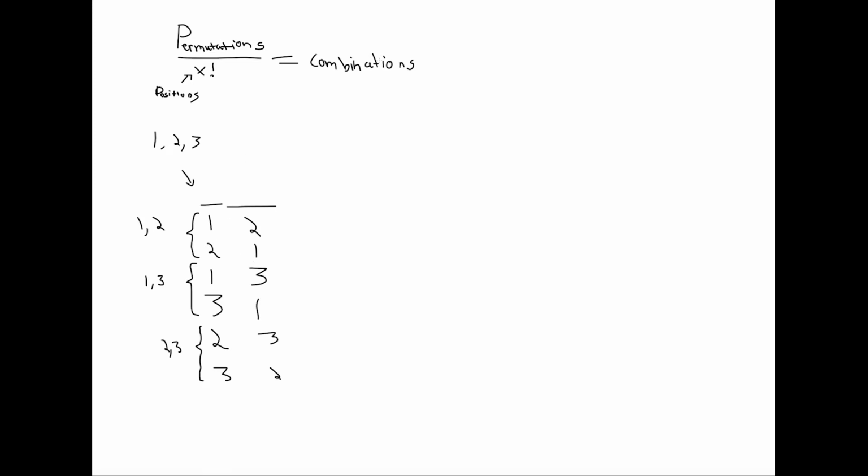So in order to get combinations from permutations, we really should just have to get rid of these redundant sets, right? And once we get rid of these redundant sets, we have the number of combinations, right?